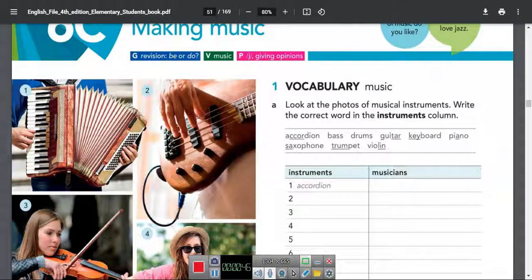Look at the photos of musical instruments and write the correct word in the instruments column.